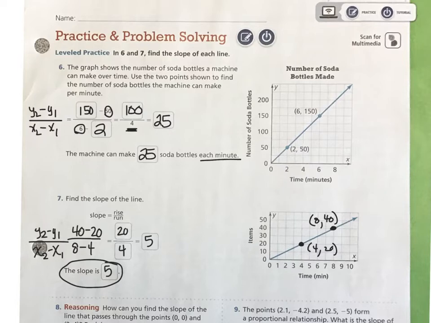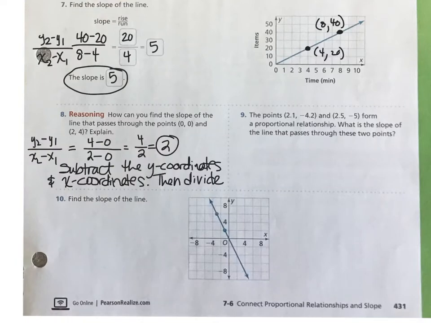Now go on to number 8. Again, come back and check your answer as soon as you're ready and finished. Number 8 asks, how can you find the slope of the line that passes through the points 0, 0 and 2, 4? Explain.